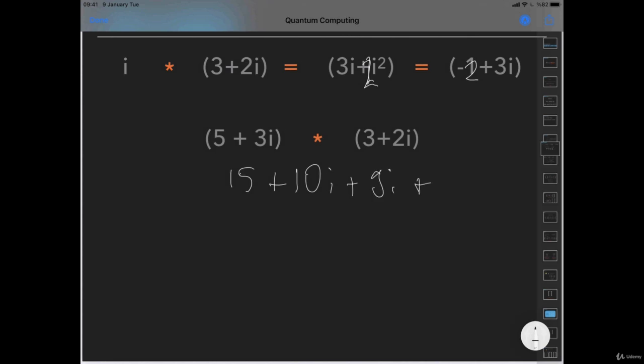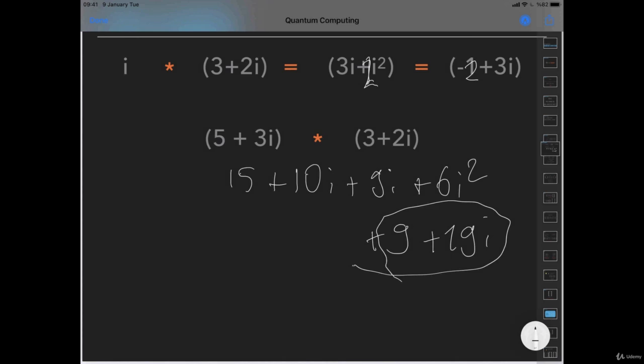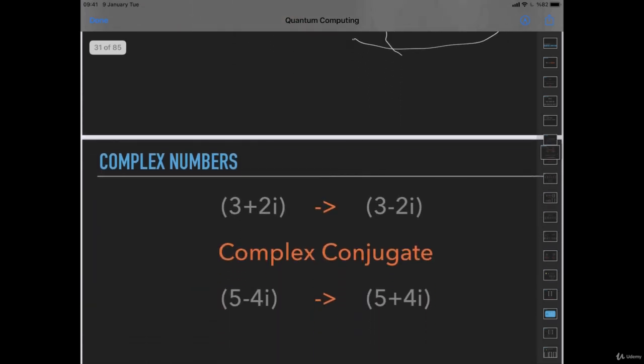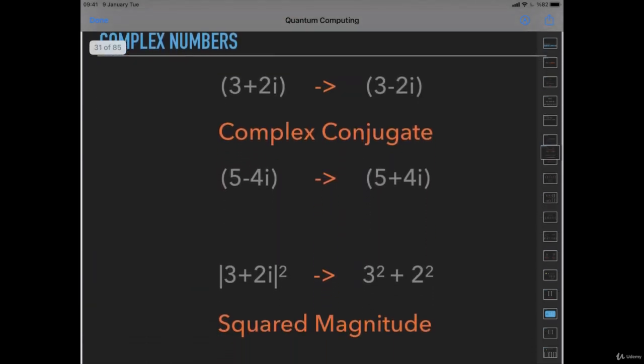So this will be 9i plus 6i squared. And this will be, of course, 15, 19i and plus 6i squared. And maybe you already understood that 6i squared will actually be minus 6, so that you get plus 9 plus 19i. Okay, so as you can see, when we multiply a complex number with a complex number, just beware that when you see i squared, just put minus 1 instead of it.